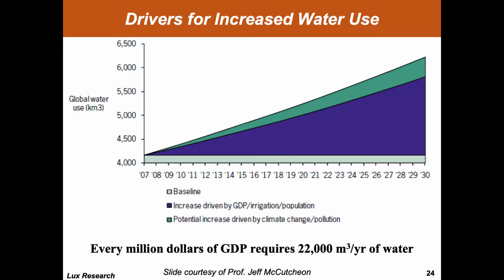There is a strong relationship between economic growth and the global water use, and it's estimated that every $1 million of gross domestic product increase requires about 22,000 cubic meters per year of water. So you can imagine, as economic activity picks up, you need more water for electricity to run factories and so forth, and this drives the need for more water.